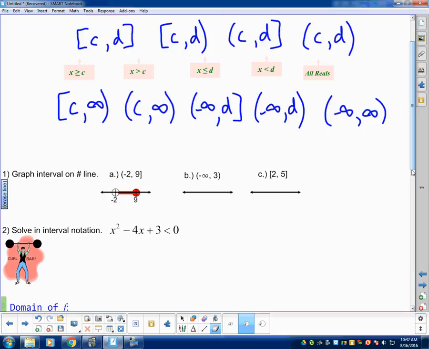If we take negative infinity up to 3, but not including 3, we have an arrow to represent we just keep going to the left, but do not include 3. And then 2 to 5 would be closed circles on each end, shading in between. So there's 2 to 5. All right.